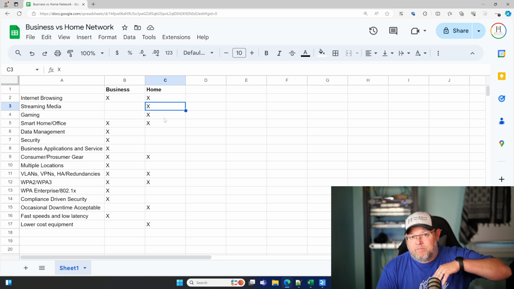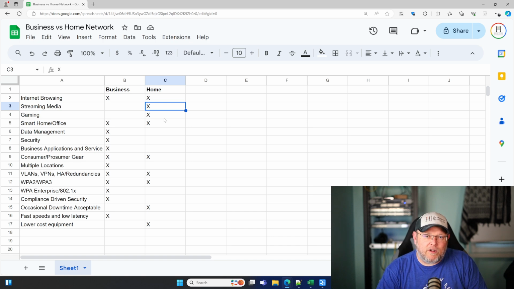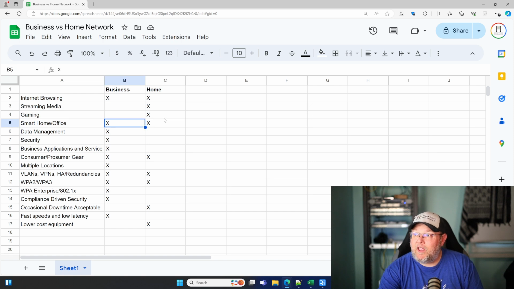Twenty years ago, the lines were probably much more clear than what they are now. But I think for the most part, streaming media, that's probably for a home network, along with gaming. Like I said, unless that's your business, which is going to be a very small percentage of users in the entire world, I think that belongs in the home category. That and gaming. Now, when we start talking about doing automation, so smart home, smart office, I think both the business and the home network, especially if your business and home office are the same, right?